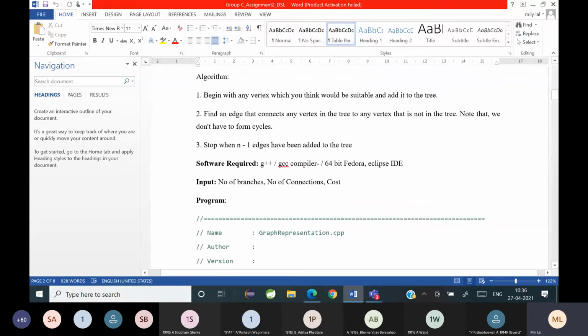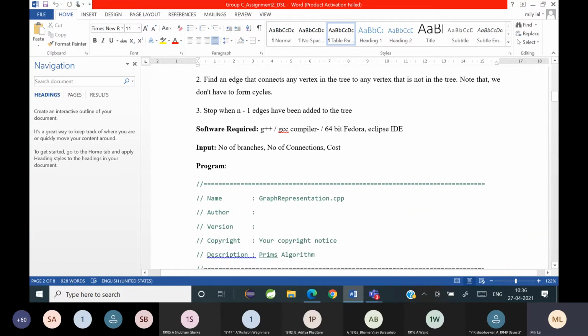So yes, you have to specify a vertex from where you're going to start the traversal or how you're going to build the tree. So that you have to explicitly give in your code, and then you add it to the tree and find the edge that connects to that vertex which is not in the tree because we don't want it to form cycles.